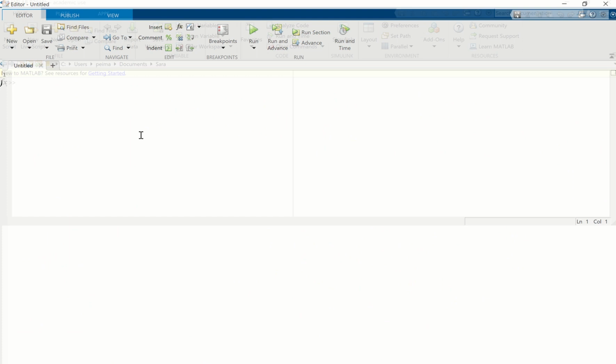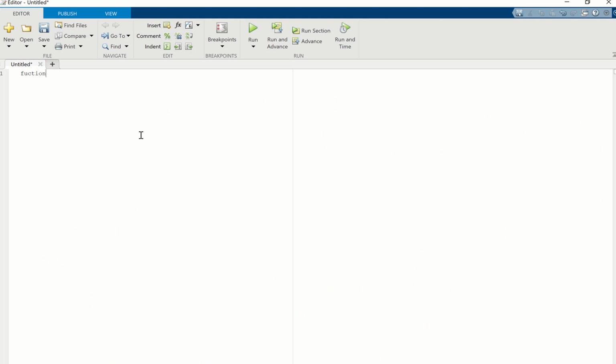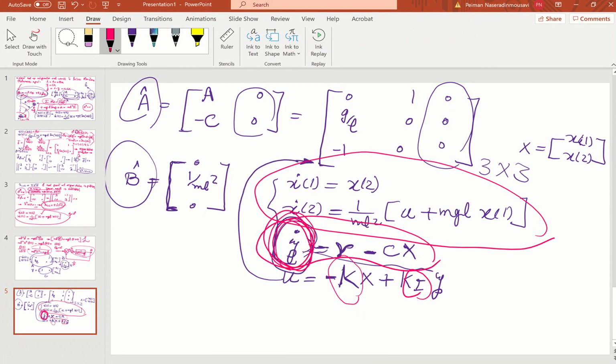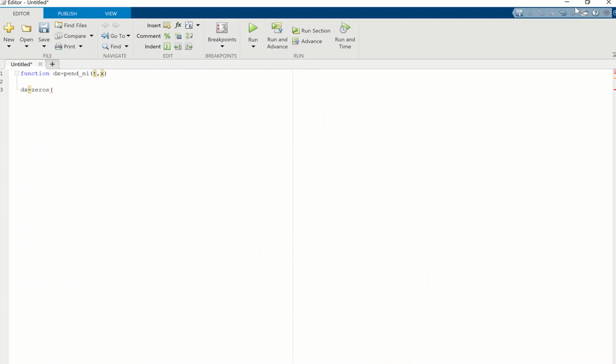So let me see the Matlab coding again. This is the function dx equals pendulum problem, no integrator, t and x. Then I have to generate the space: dx equals zeros. Your original system, please look at here, has two state variables. What we virtually added is another state variable, so you have three. It's going to be 3 by 1, right?